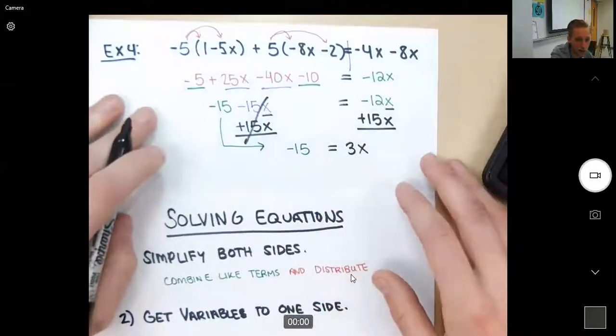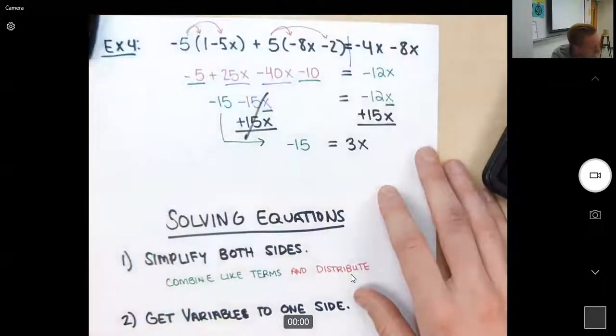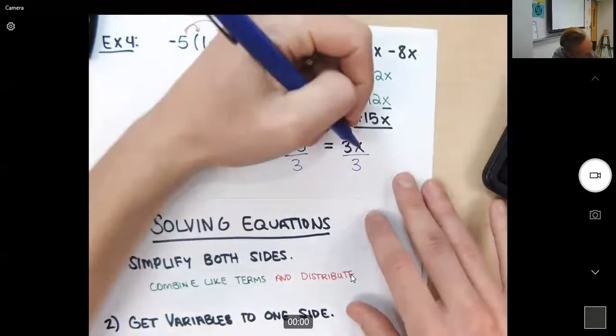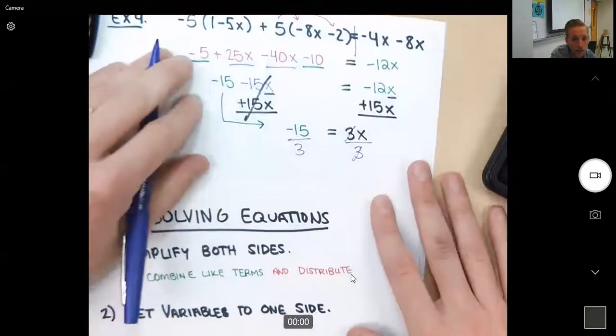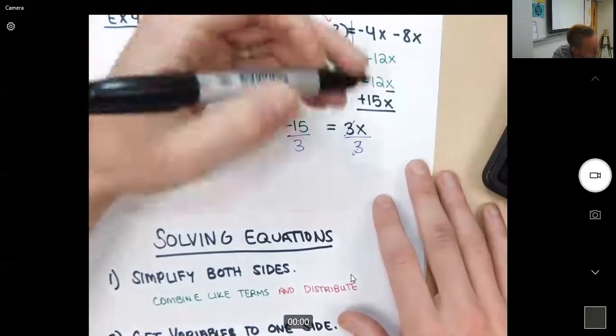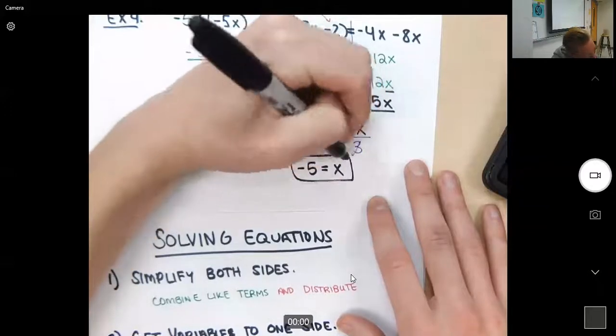And now we use inverse operations to solve. Negative 15 equals 3x. I'm going to divide both sides by 3 here. So 3 divided by 3 is going to be 1. And negative 15 divided by 3 is negative 5 is equal to x.